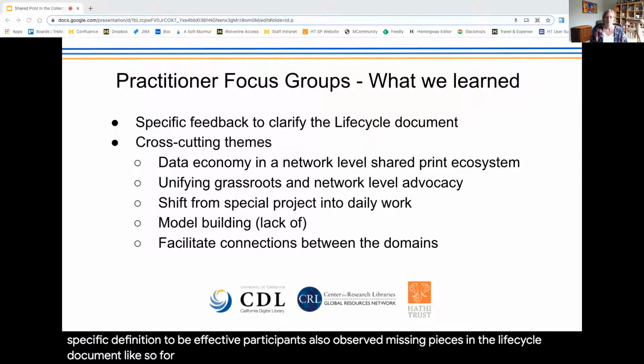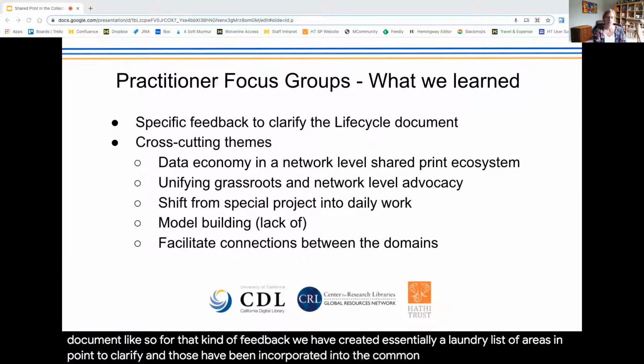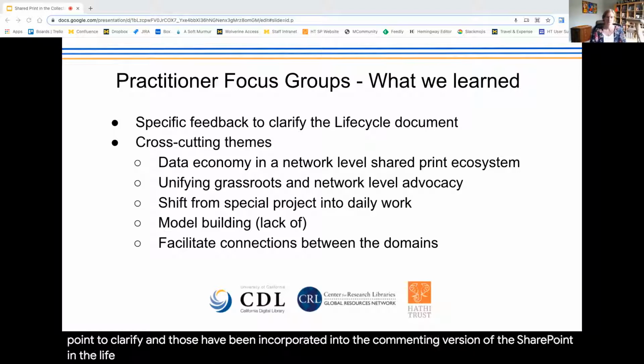So for that kind of feedback, we have created essentially a laundry list of areas and points to clarify, and those have been incorporated into the commenting version of the Shared Print in the Lifecycle of Collections document. So everyone can see them, and also to ensure that feedback is not lost.